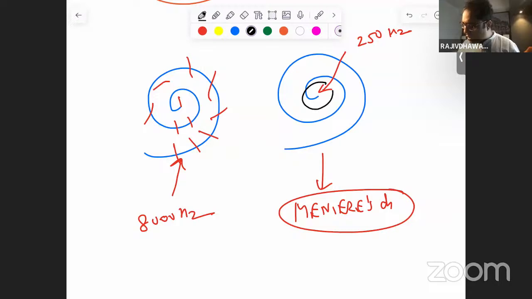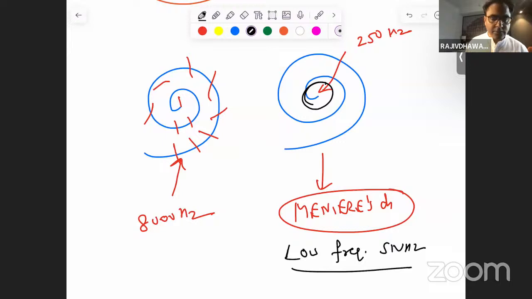So Meniere's will cause a low frequency SNHL in early stages, beta. Low frequency SNHL in early stages.